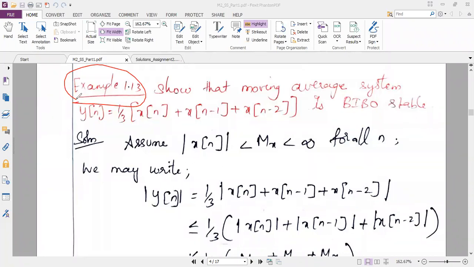Show that the moving average system y of n is equal to 1 by 3 times x of n plus x of n minus 1 plus x of n minus 2 is BIBO stable. BIBO stable. If you have copied, you just let me know.